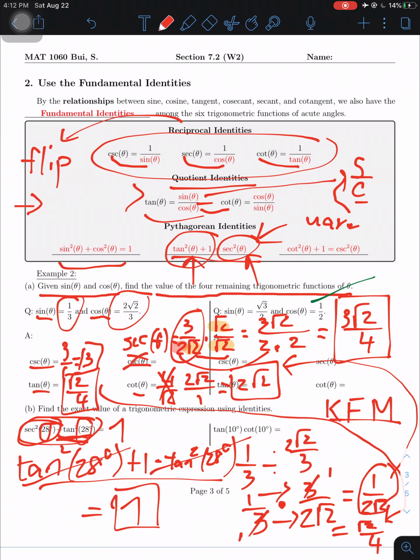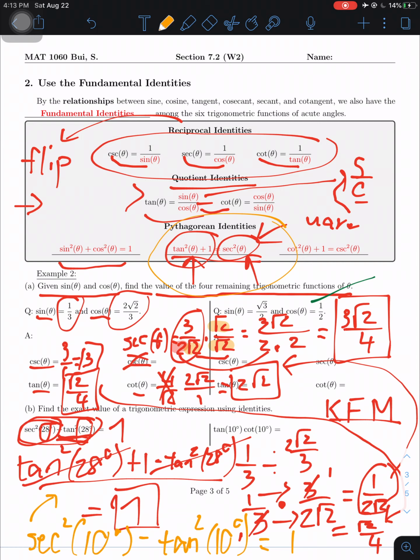Why? Because we're going to follow the same procedure. We're going to use the same formula. We're going to do the same thing as we did earlier. Because theta in here could be any angle. It's just probably saying an acute angle to be more precise for this section.